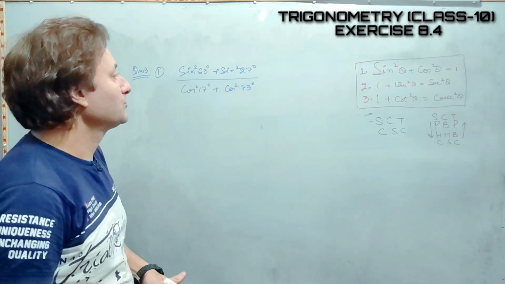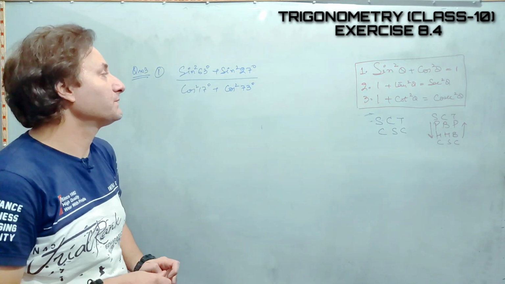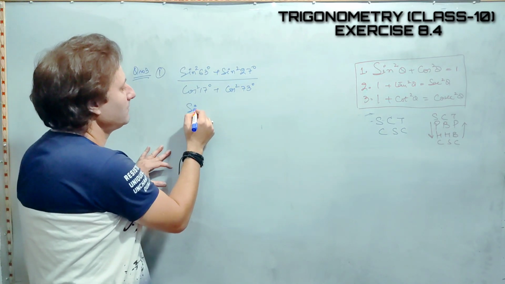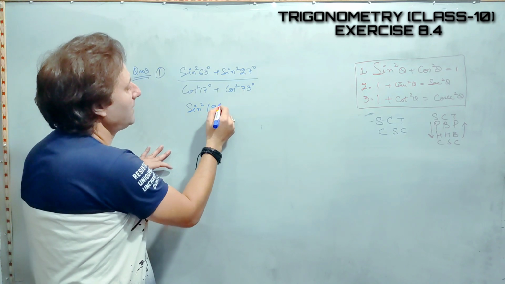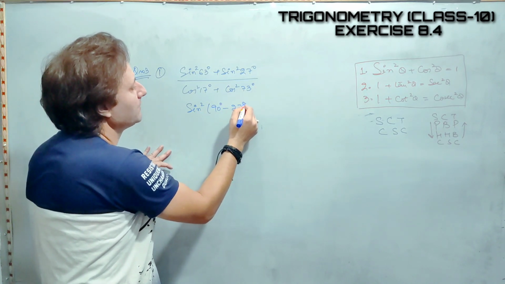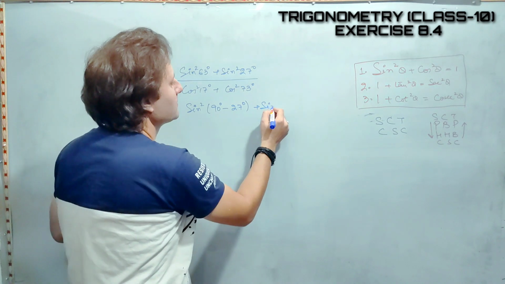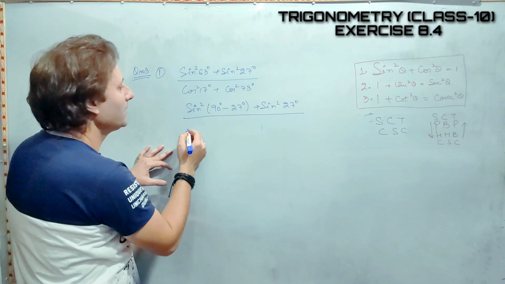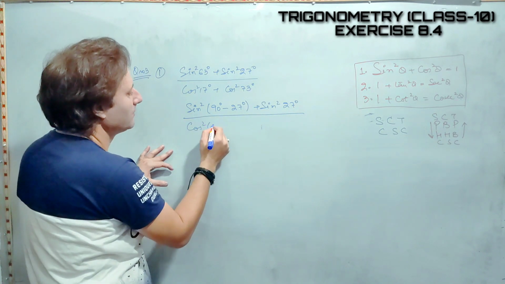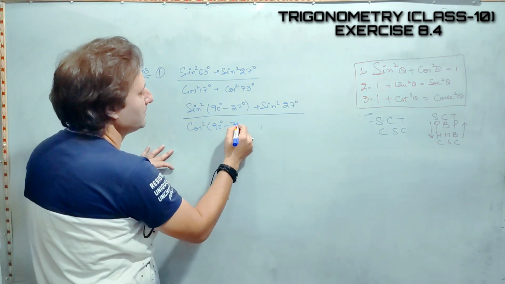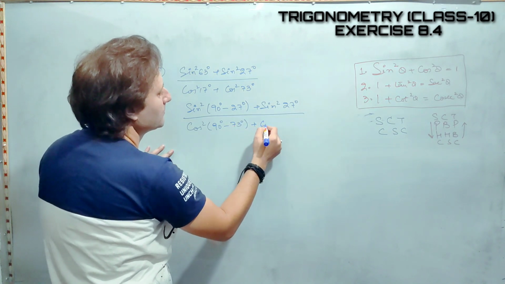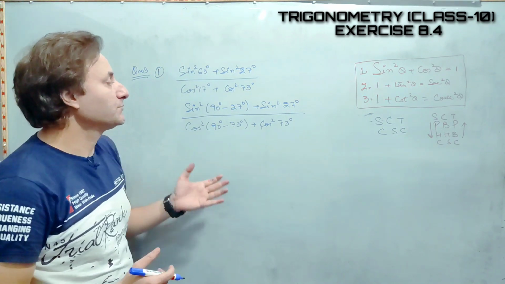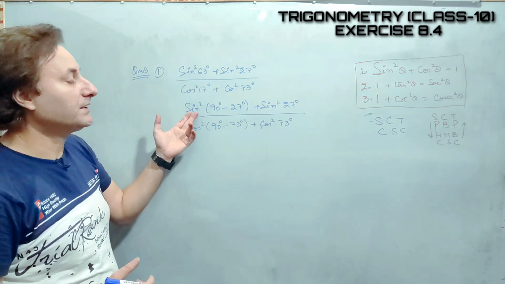Clear, guys? So now we need to find the value of this particular expression. I'll write sin²(90° − 27°) + sin²27°, whole divided by cos²(90° − 73°) + cos²73°. What am I doing? I'm just making this a formula.